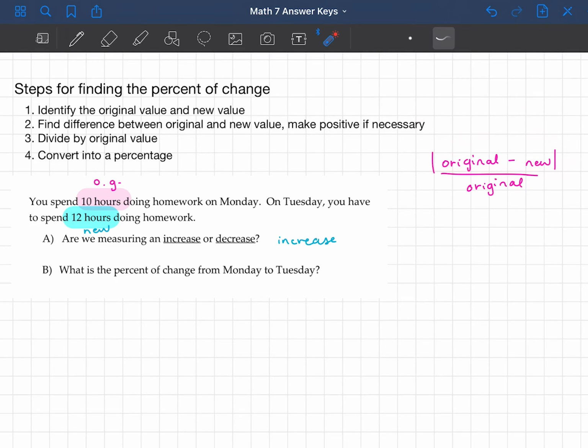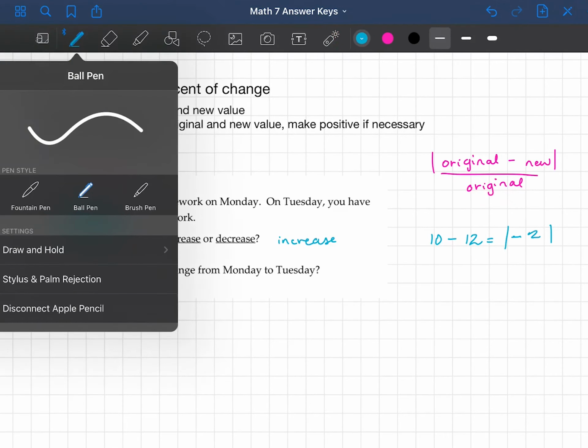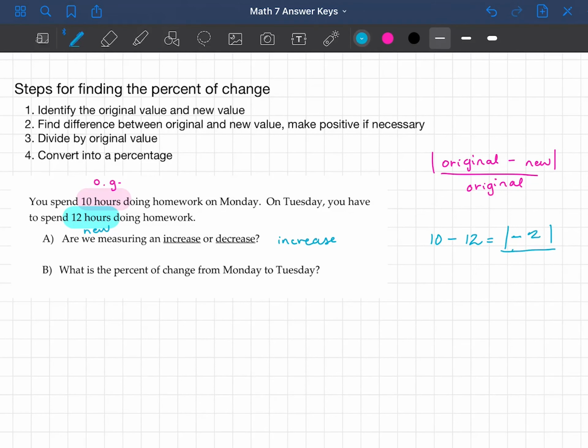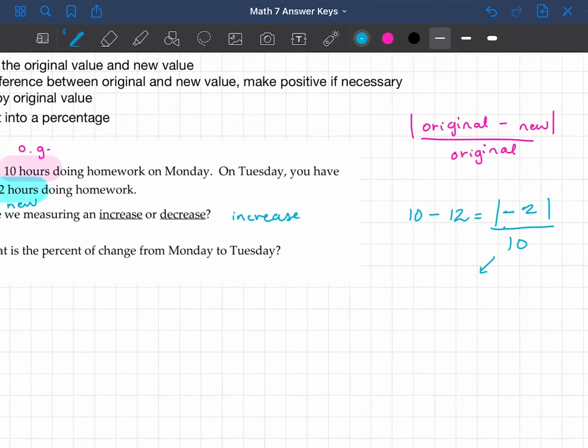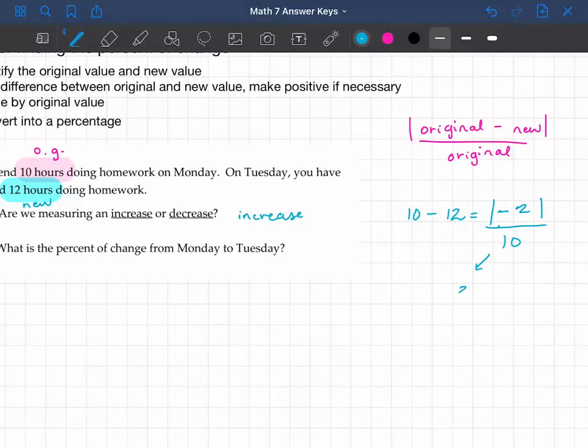I'm going to take the original value, which is 10, and I'm going to subtract it by 12 in order to find the difference between them. So that will give me -2. But remember, I have to make that value positive. So I'm going to put these absolute value brackets around them. And then that value will be divided by the original, like we said here. So the original value is 10, so I'm going to put everything over 10. Another way of writing this so that it's simpler is just 2 over 10.